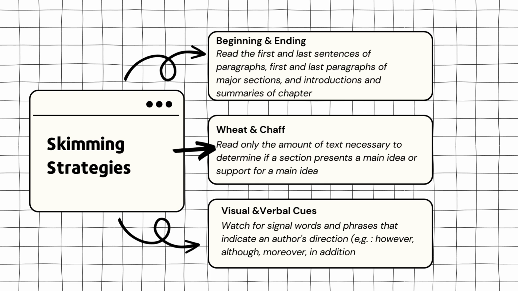Okay, these are the skimming strategies. Beginning and ending: read first and last sentences of paragraphs, first and last paragraphs of a major section, and introductions and summaries of chapters. Read and carve: read only the amount of text necessary to determine if a section presents a main idea or support for a main idea. Visual and verbal cues: watch for signal words and phrases that indicate an author's direction, for example, however, although, moreover, in addition, and so on.